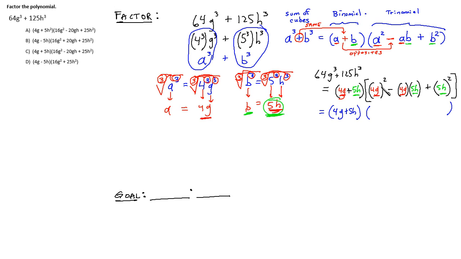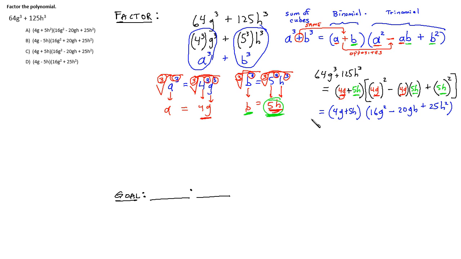If we take 4 and g and square them both, 4 squared is 16, g squared. Minus 4 times 5 is 20, g times h is gh. Plus 5 squared is 25, and h squared is h squared. Now, if we were to verify this, check our factors, which we could if we wanted to absolutely make sure that we have the correct factors, and I encourage you to, we would use vertical multiplication to multiply these, and then it should regenerate our original 64g cubed plus 125h cubed. I'm going to leave it out for the sake of time.